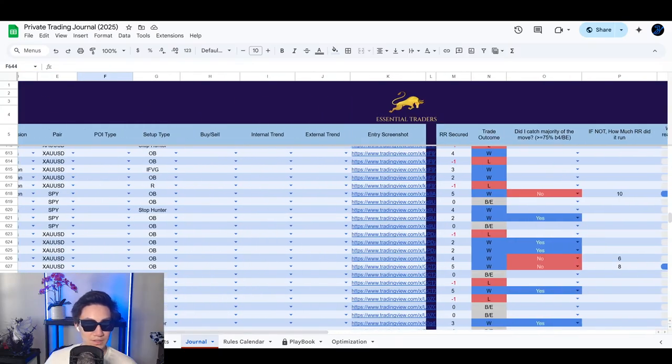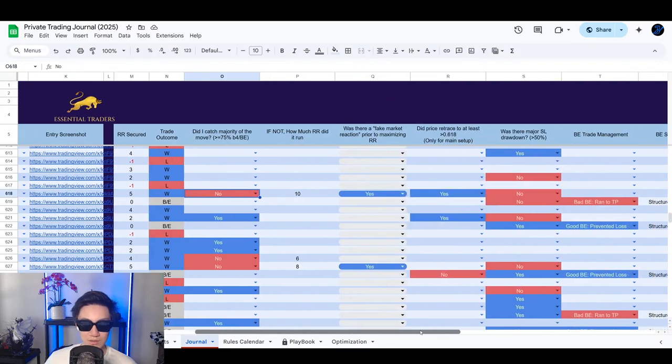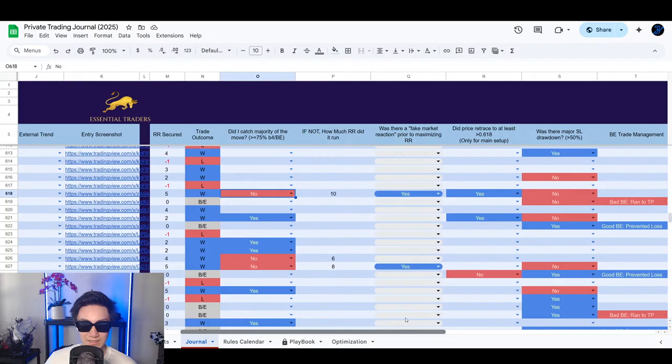Another thing is you can journal how price delivered to your POI. That's something I also look at. And I think I deleted that column because I used to have it here. Yeah, it got deleted.